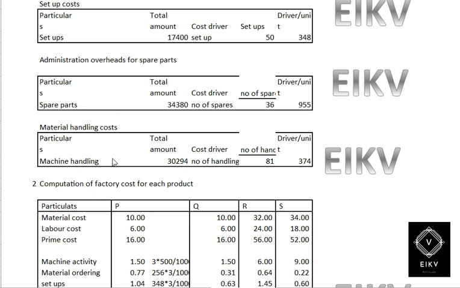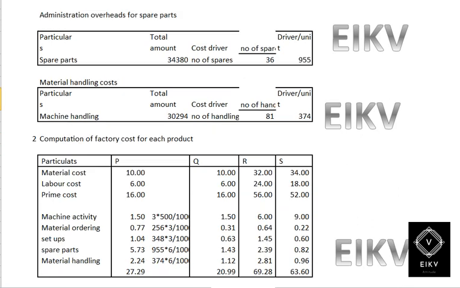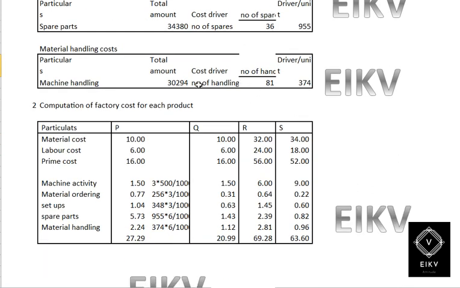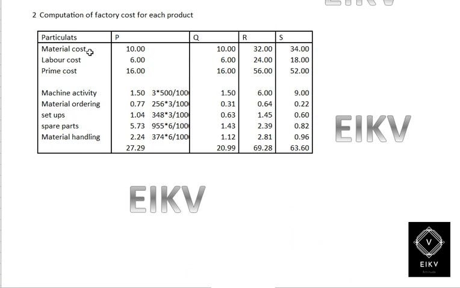Then we have material handling cost. Total material handling cost is 30,294, and the cost driver will be number of handlings. The total number of handlings is 81. Therefore, 30,294 divided by 81 will give you 374. So guys, now we have computed the per unit cost of each activity. Now we can compute the cost of each product.